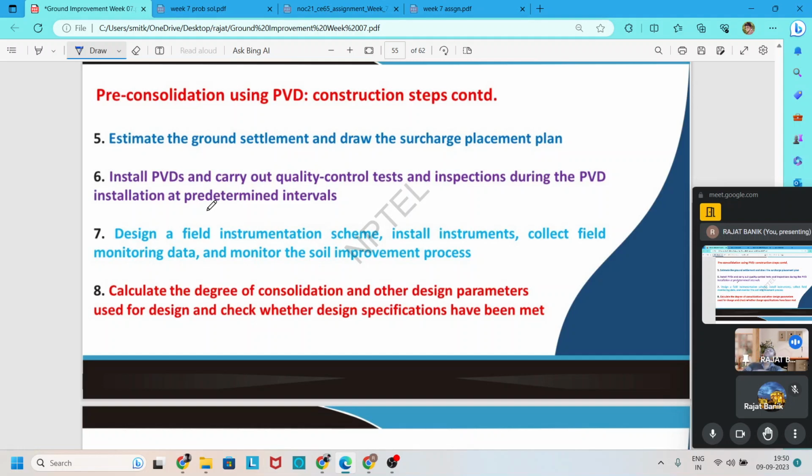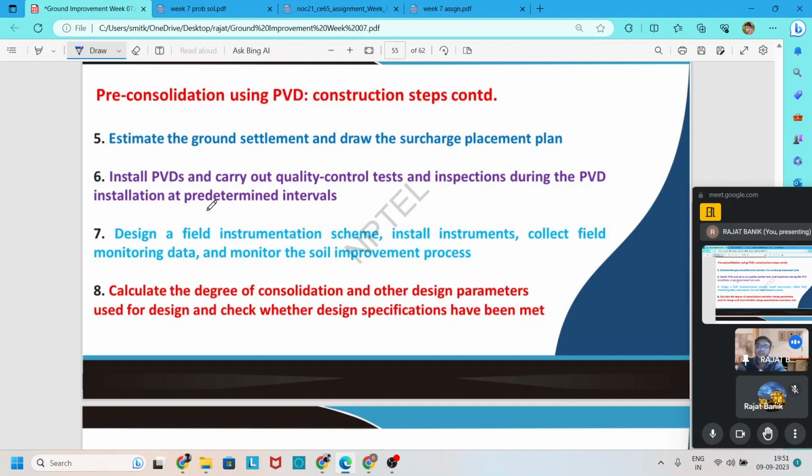That means we estimate by some Barron method or some charts to find out the vertical degree of consolidation and also find out the radial degree of consolidation. And by this, we also find out the combined effect of degree of consolidation. After that, we find out the total settlement of the ground during this pre-consolidation. And what amount of load is required, we also need to find out.